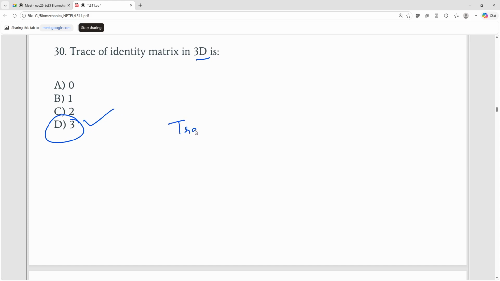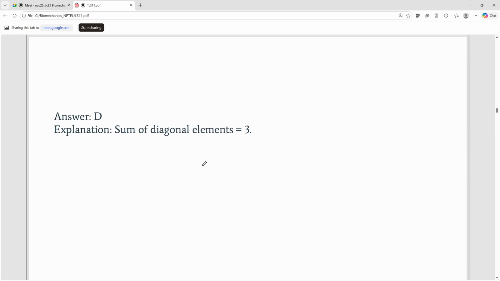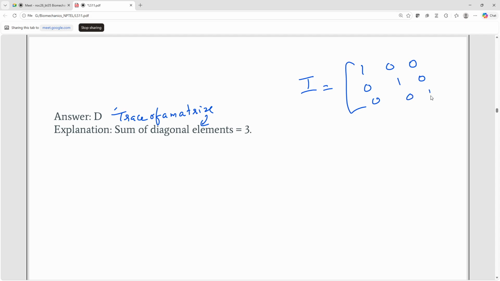So trace is the sum of all diagonal elements. For an identity matrix I, the elements are 1, 0, 0, 0, 1, 0, 0, 0, 1. So the sum of the diagonal elements, that is 1, 1, 1, becomes 3. The trace of an identity matrix in 3D is 3.